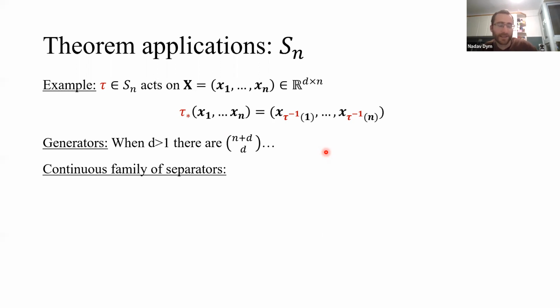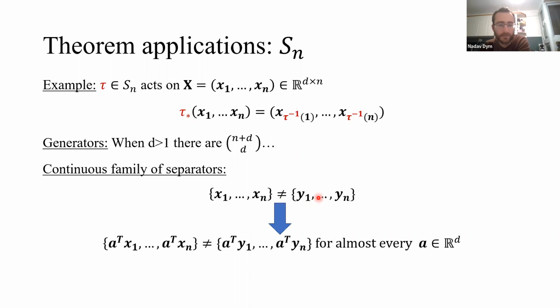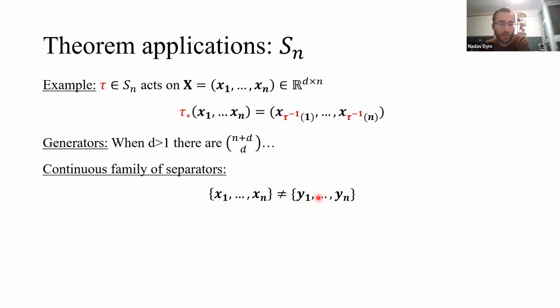Here we build it not by just latching onto the generators, but as follows. What do you need to be a separator? You're assuming that you're given two instances, X1 to Xn and Y1 to Yn, which are not the same up to symmetry. Our symmetry is permutation, so essentially, as sets, X1 to Xn are not the same as Y1 to Yn. We want to build a parametric function which will separate them for some choices of the parameters.